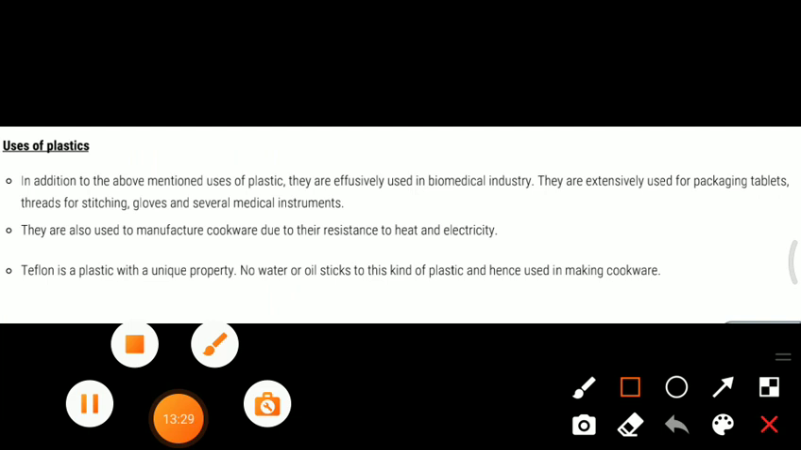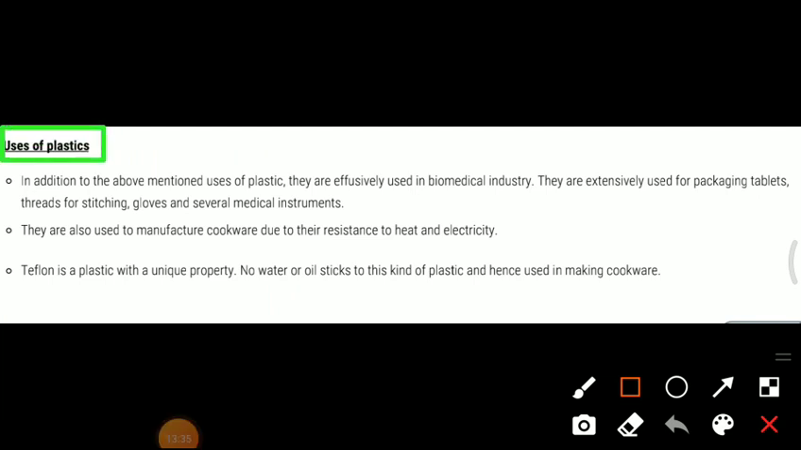Our next topic is uses of plastics. Plastics find extensive use in the healthcare industry. Some examples of their use are the packaging of tablets, threads used for stitching wounds, syringes, doctors' gloves, and a number of medical instruments. In addition to the above-mentioned uses, they are extensively used in the biomedical industry. They are used for packing tablets, threads for stitching, gloves, and several medical instruments.